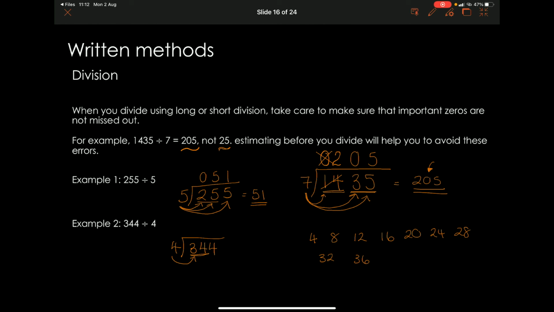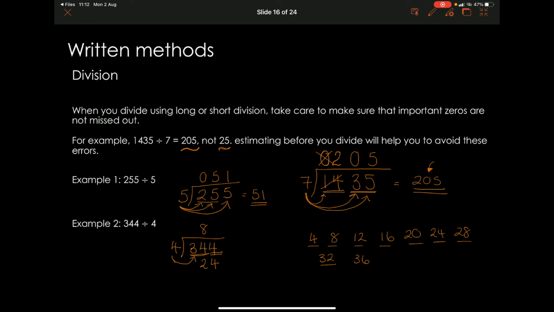Okay, so how close can we get? 1, 2, 3, 4, 5, 6, 7, 8. Okay, 8 times 4 is 32. So I can say that 4 goes into 34 8 times. But I haven't got 32, I've got 34. So that's 2 left over. I've got 2 remainders. Okay, so I'm going to write my 2 remainder just there. And I'm actually going to bring down this 4 here to join it, giving me 24.